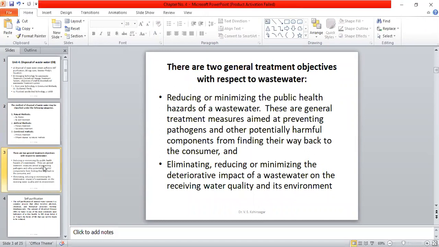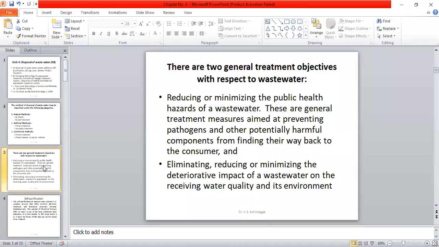Okay. Then there are 2 general treatment objectives with respect to wastewater. The first one, very important, is to reduce or minimize the public health hazards of wastewater. These are general treatment measures aimed at preventing pathogens and other potentially harmful components from finding their way back to the consumers, and eliminating, reducing, and minimizing the deteriorative impact of wastewater on the receiving water quality and its environment. So it is written in a scientific way, but in my language I will explain. So first thing is reducing the public health hazards.